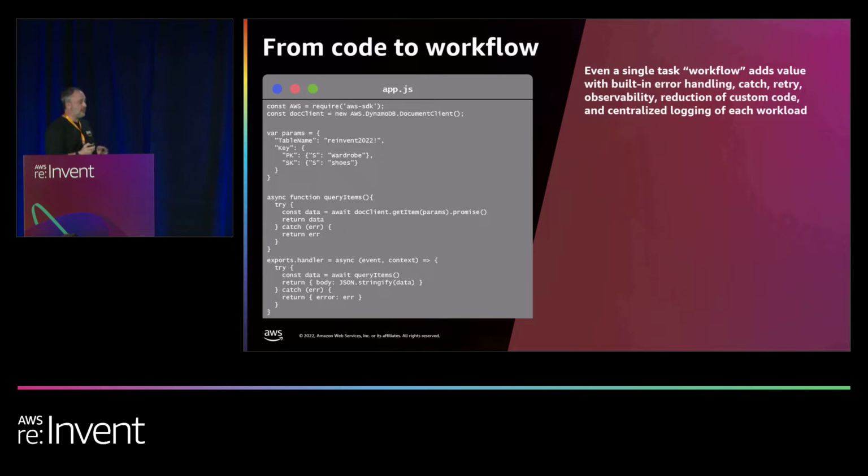I can get a lot of value straight away by moving this same workload into a Step Functions workflow that looks just like this. It's just a get item with a single step workflow. It's just as scalable.